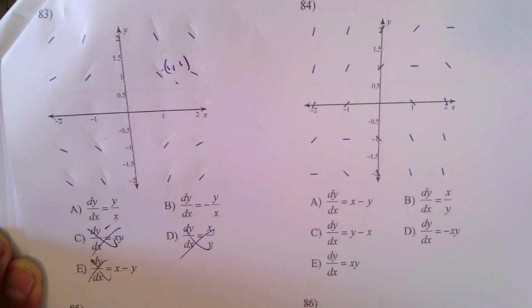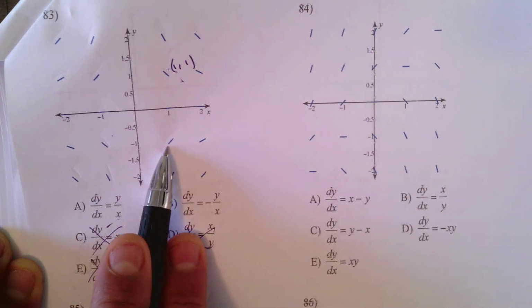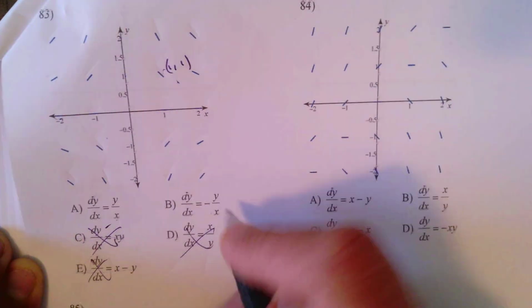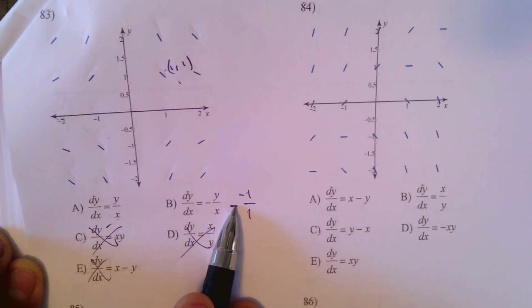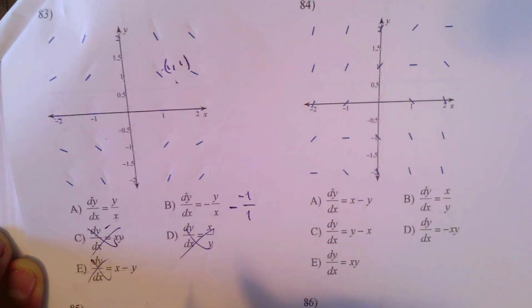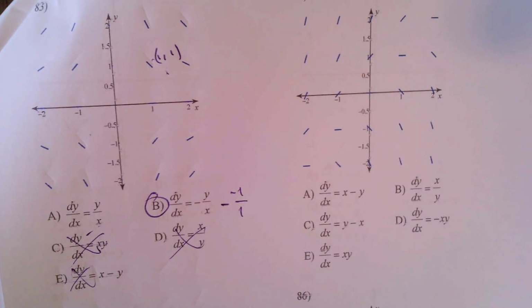But if you want to double check, pick another point. Maybe pick 1, negative 1. If I put 1, negative 1 in here, negative 1 would go on top, 1 would go on the bottom, and then it's going to come out to a positive slope. So it looks like B here is the best choice. So that's how you're going to do the back of these and finish up the slope fields.